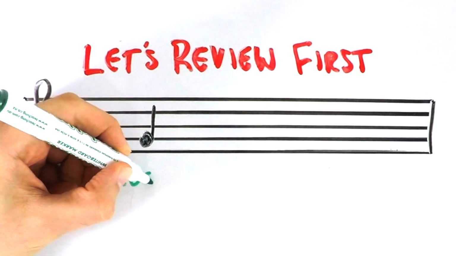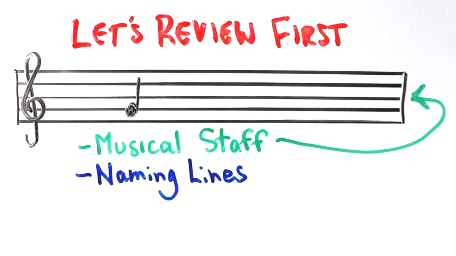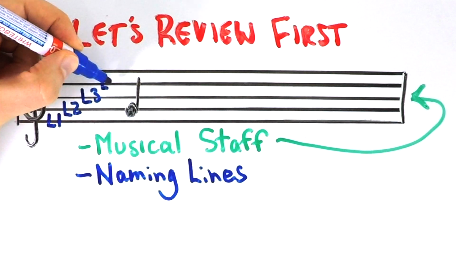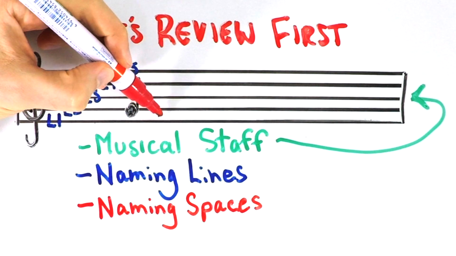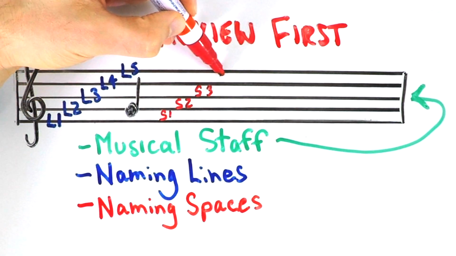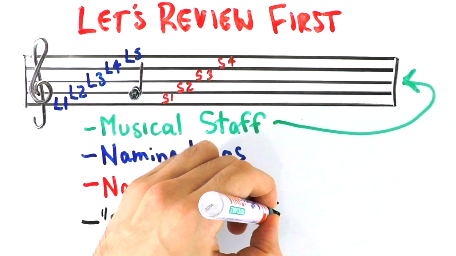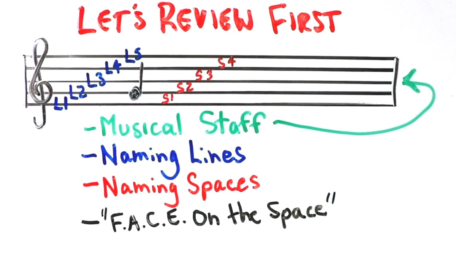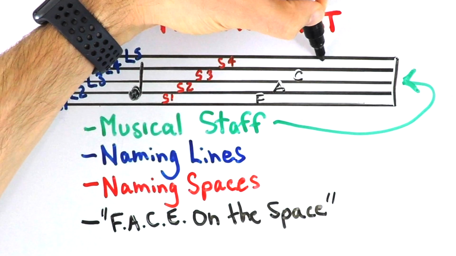So last episode we talked about a musical staff, that is this thing here with the 5 lines. We talked about naming our lines on the staff, line 1, line 2, line 3, line 4, and line 5. And we also talked about naming the spaces on our staff, space 1, space 2, space 3, and space 4. Also, our first trick for naming notes was called face on the space. And we used that trick to figure out what our note names were for the notes that landed on the spaces. So we would spell face on the spaces. So F would be there, then A, then C, then E.